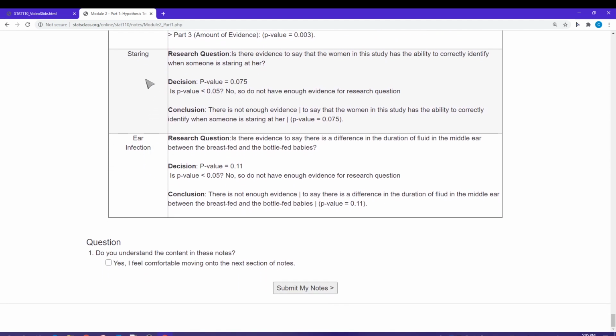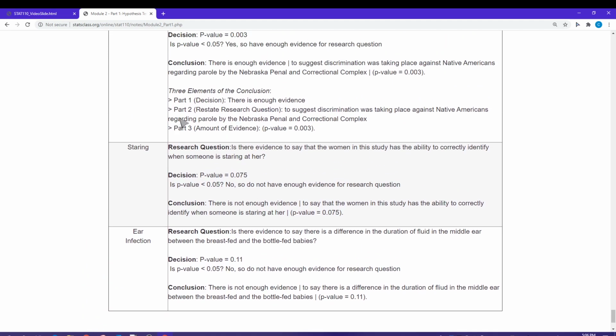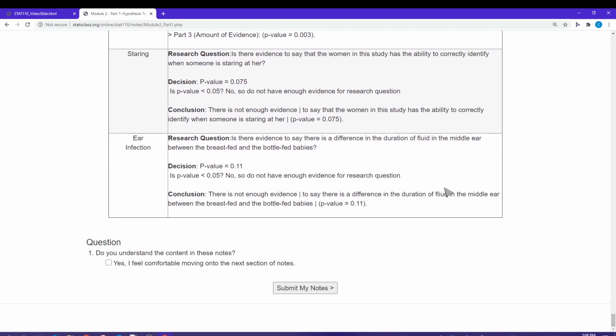So here's a couple more examples. The staring one, here we do not have enough evidence. So again, the p-value there is not less than 0.05. So that's just going to influence my decision here. There is not enough evidence to say that the woman in the study has the ability to correctly identify when someone is staring at her, with a p-value here of 0.075. So I need, again, these three components when writing a conclusion, or that's what I'm going to use when determining whether a conclusion has been correctly written.